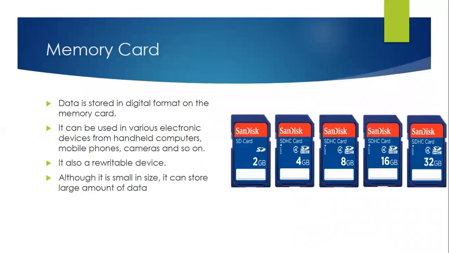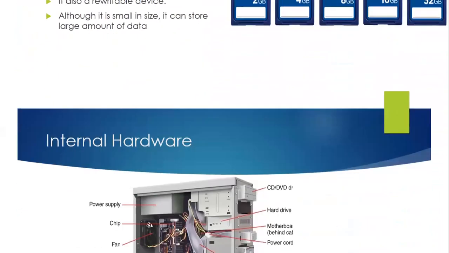Memory card. Data is stored in digital format on the memory card. It can be used in various electronic devices, from handheld devices like mobile phones, cameras, and so on. It is also a rewritable device. Although it is small in size, it can store a large amount of data.